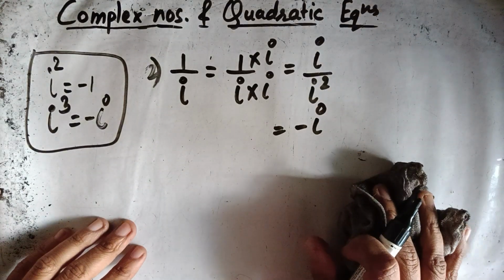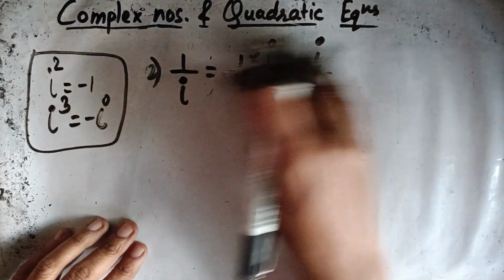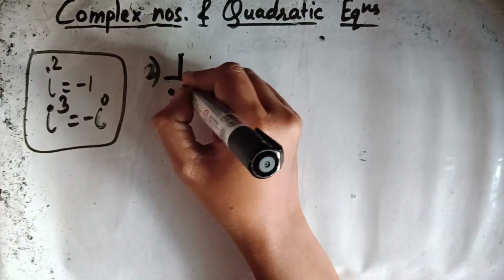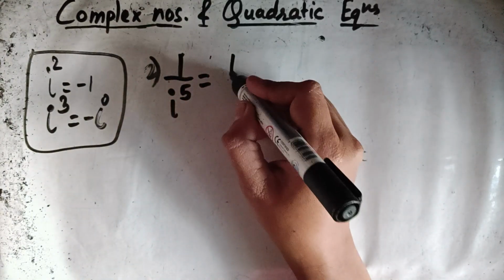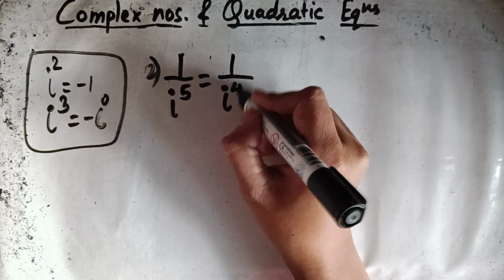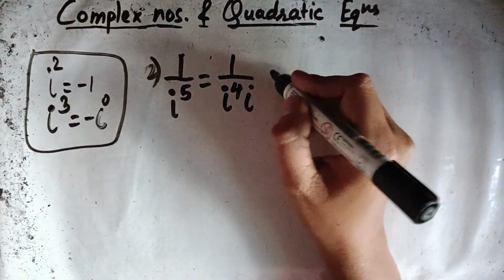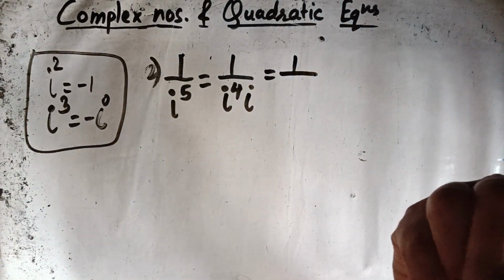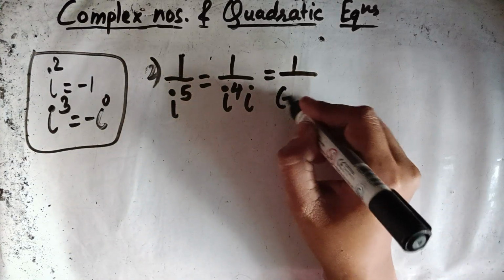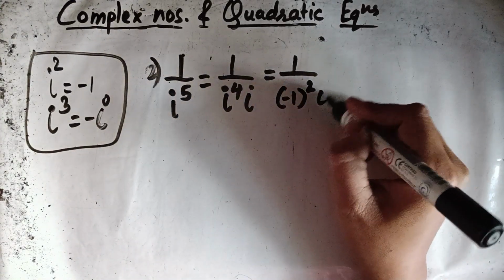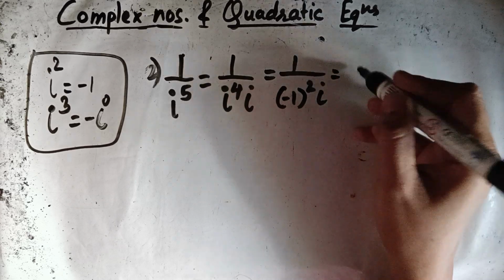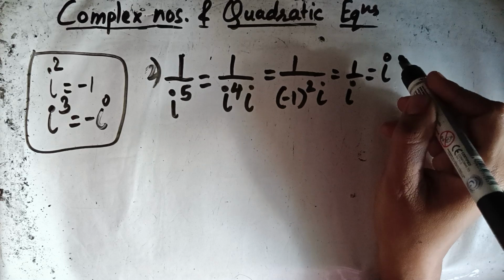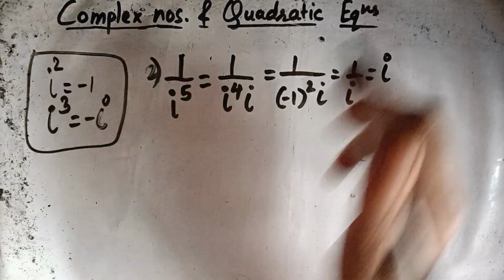What about 1 upon i raised to 5? This you can write as i raised to 4 into i raised to 1. i raised to 4 you can write as i square whole square, so minus 1 whole square. So this is 1 upon i. 1 upon i is what? Minus i. Sorry.